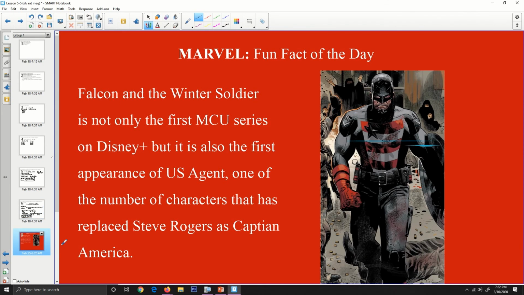Today's Marvel fun fact of the day is The Falcon and the Winter Soldier is not only the first MCU series on Disney+, but is also the first appearance of U.S. Agent, one of the number of characters that has replaced Steve Rogers as Captain America in the comics.